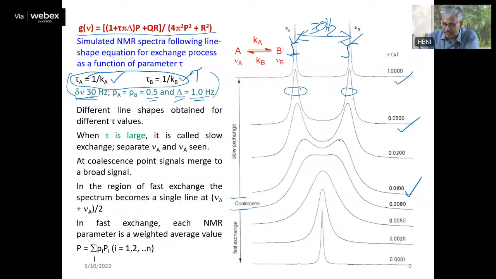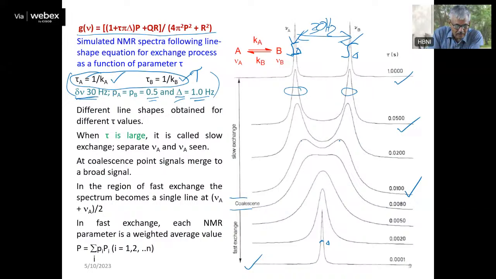Initially you see the broad line, and then when the exchange is very fast, you will again see the natural line width delta. So for slow exchange, you will see the peaks coming separately. For intermediate, you will see a very broad peak, and when it is very fast, you will see an average peak. This is not only for the chemical shift; there are other parameters.